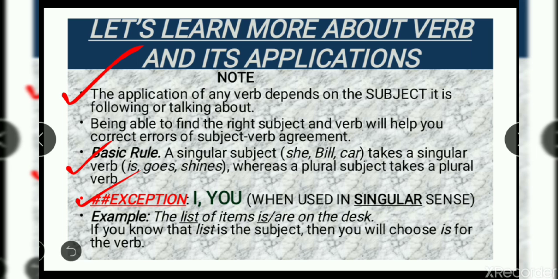But there are certain exceptions, like we all know, I, you. With I, we always use am, and with you, which is also a singular term, we use are, not is. So, like this, there are some examples given over here. The list of items is or are on the desk, where the subject is list, so my verb will be is.